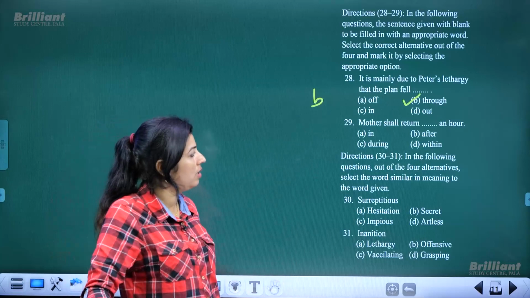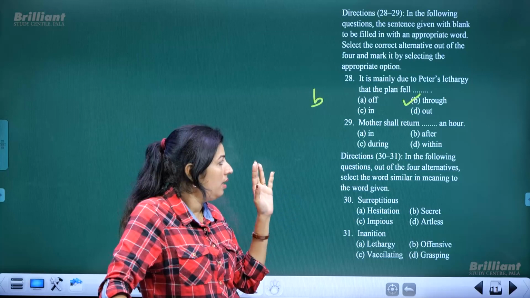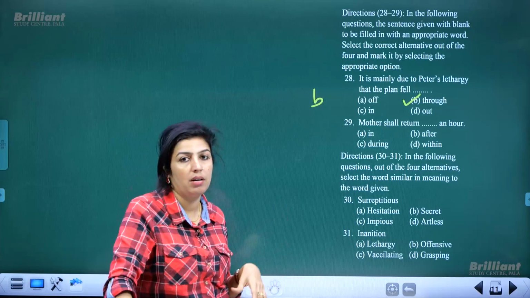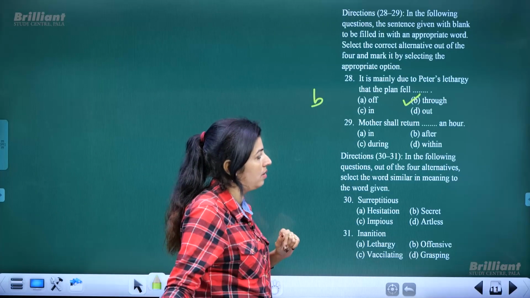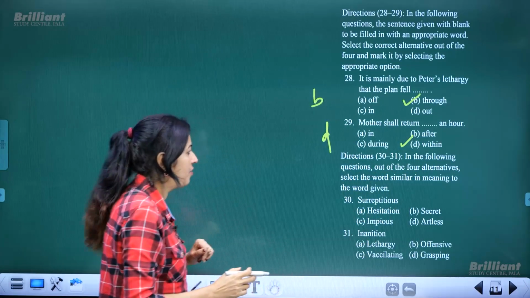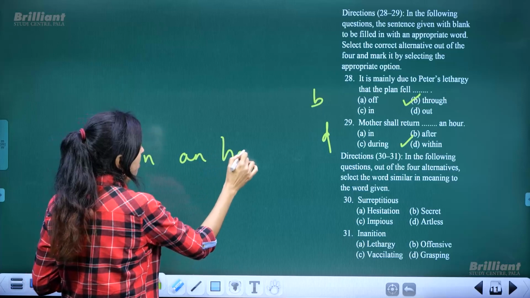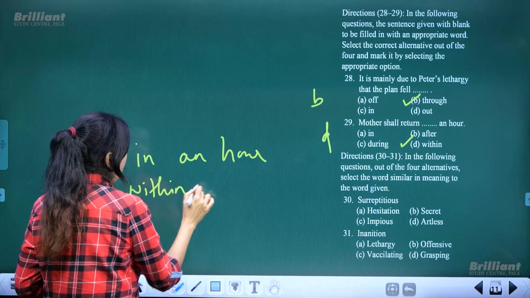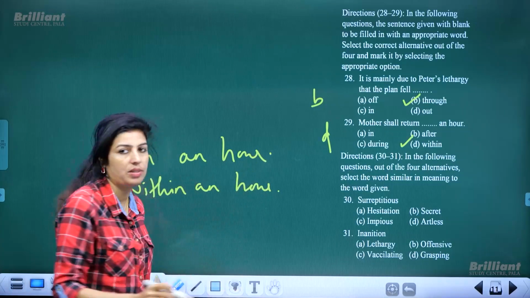"Mother shall return dash an hour." Is it in an hour, after an hour, during an hour, within an hour? You may be confused between "in" and "within." The correct option is D, within. Now what is the difference between "in an hour" and "within an hour"?